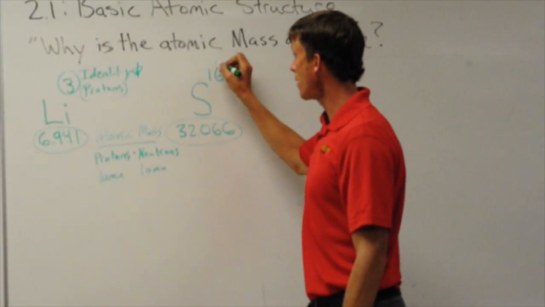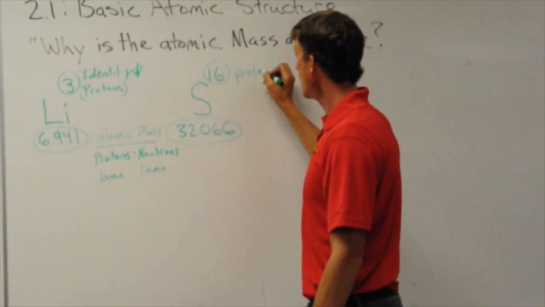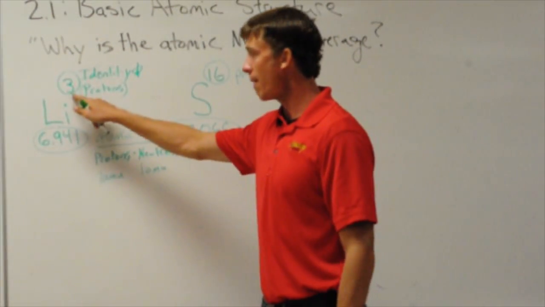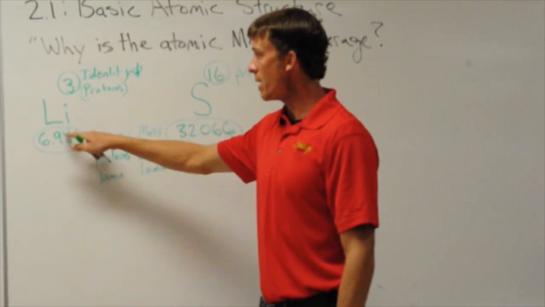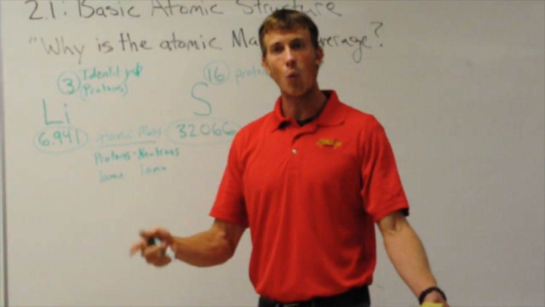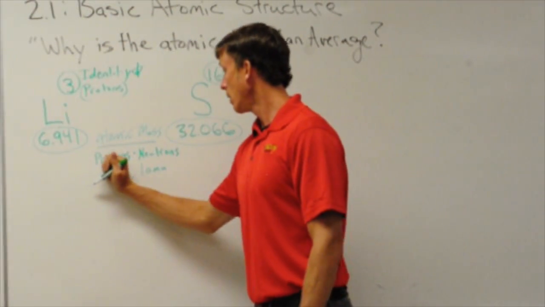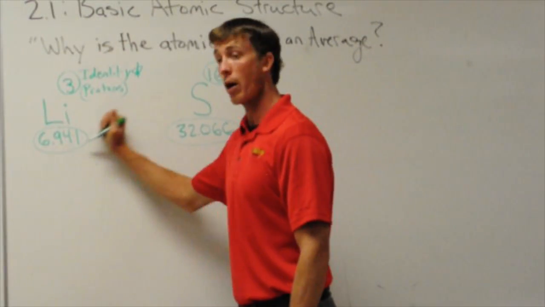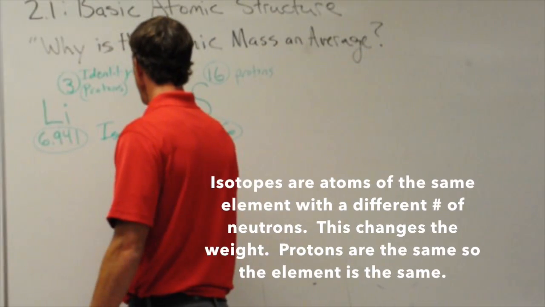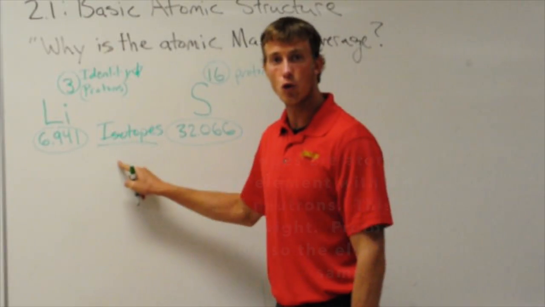Sulfur, on the other hand, has 16 protons. So you would assume the rest of the weight is neutrons. But you cannot have, for example, 6.9 minus 3 would be 3.9. You can't have 3.9 neutrons. So why is it like that? Well, I'm going to erase this now, we have to go through another important word. That's isotopes.